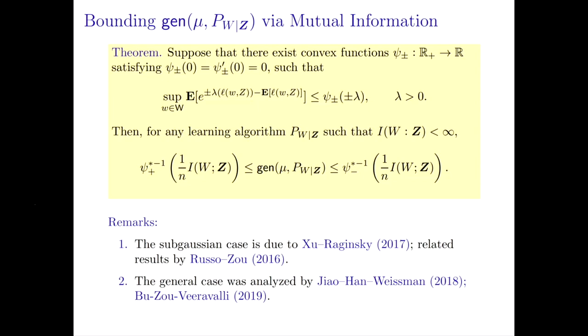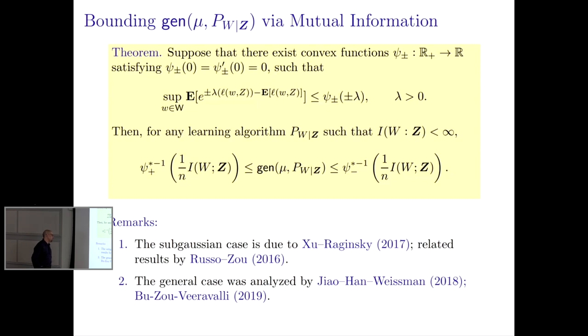So you see the mutual information between the data and the hypothesis is divided by n, and then you stick that into the upper and lower bounds. When we first worked this out, we just assumed sub-Gaussianness. The sub-Gaussian case, which I'm going to show on the next slide, in this form for mutual information, is in my paper with Aolin Xu from 2017.